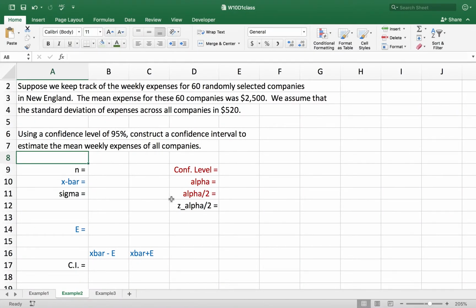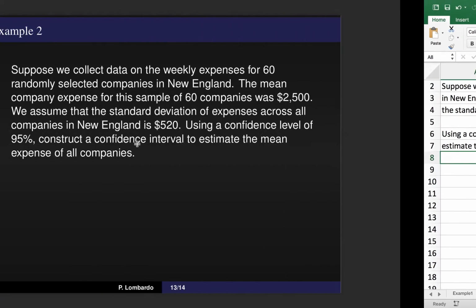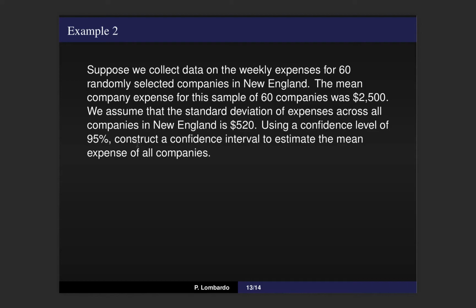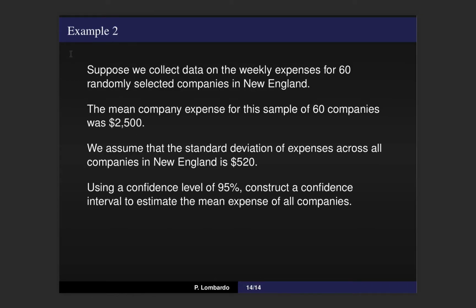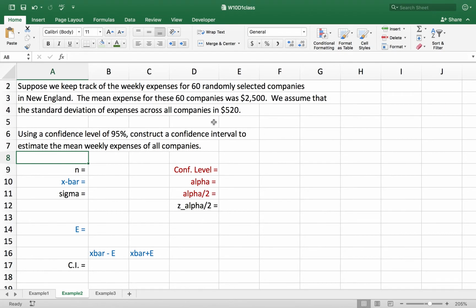If we go to the example 2 worksheet in our W10 D1 workbook, we see the same problem. And again, what we want to do here is parse through sentence by sentence and think about the information each sentence gives us. So if we break this up, suppose we collect data on the weekly expenses for 60 randomly selected companies in New England. Which piece of information do you think this will be? Take a look at your options, pause the video and give it a shot. If you guessed n is equal to 60, that's correct.